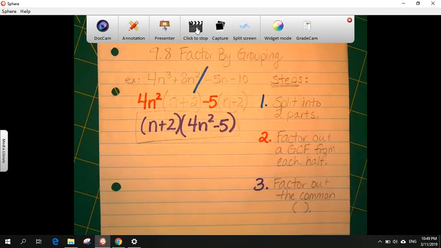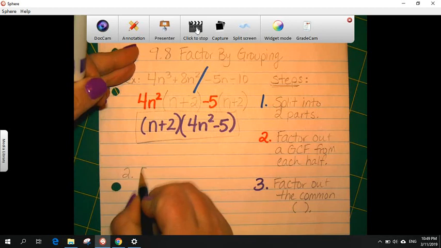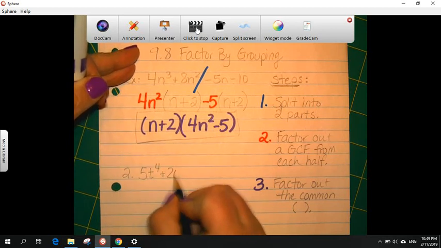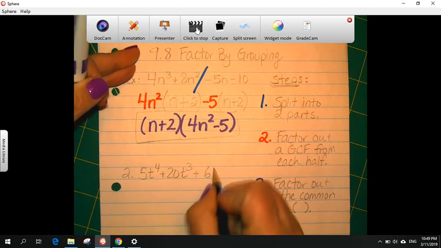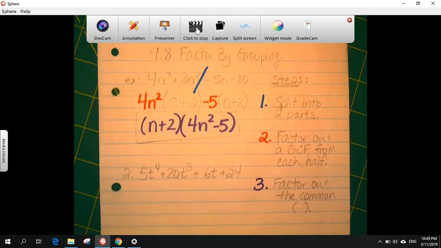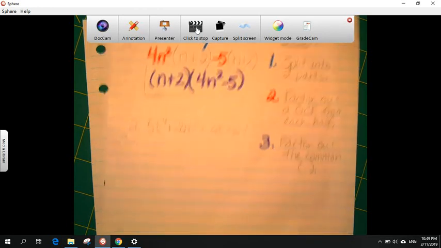Okay? So let's do another one. Another example, number 2. So that was number 1, here's number 2. 5t to the 4th plus 20t to the 3rd plus 6t plus 24. Okay, let me scooch this up a little bit here so we can see it.